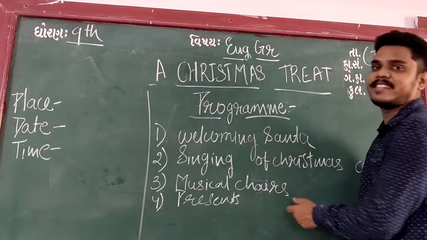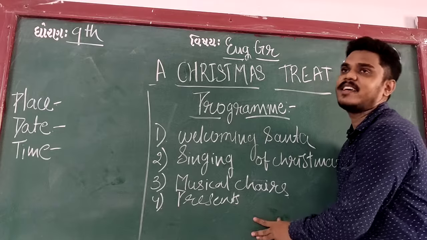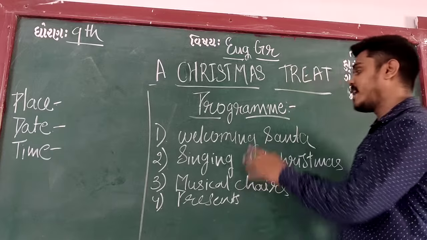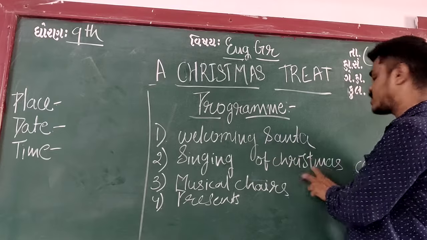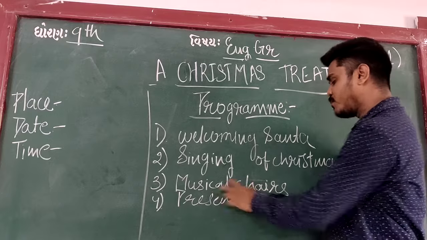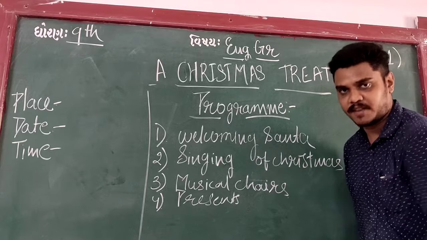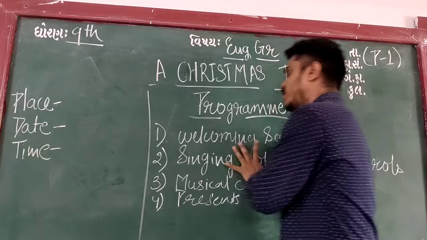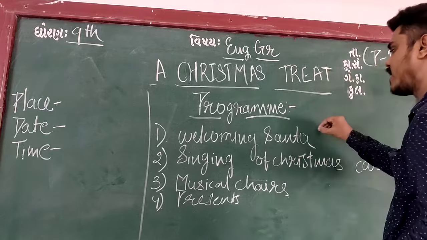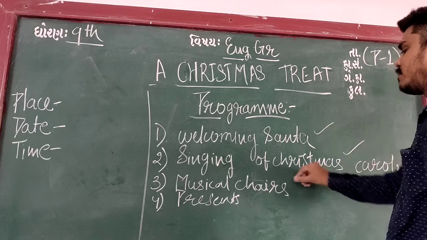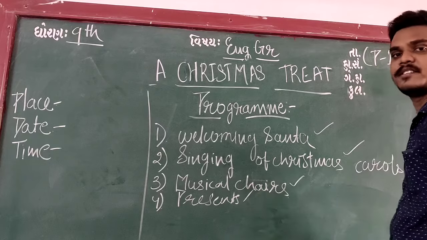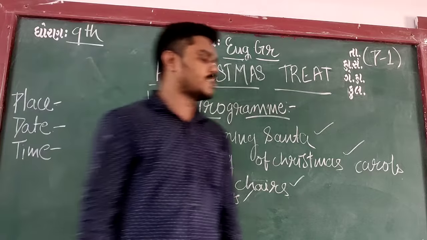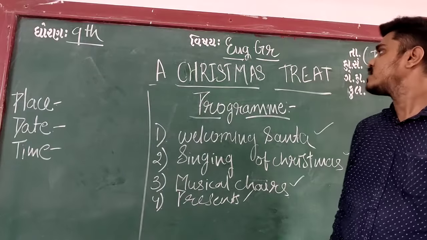Here we have not written snacks, so you have to write down snacks, and in bold language. Gift, snacks, welcoming Santa, singing of Christmas carols, musical chair and presents. Presents means gifts. Each and every person will have their own present. So these were the things mentioned in the program of the Christmas treat.